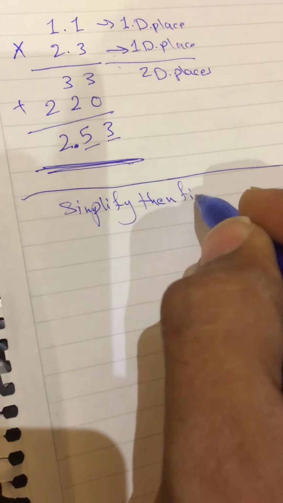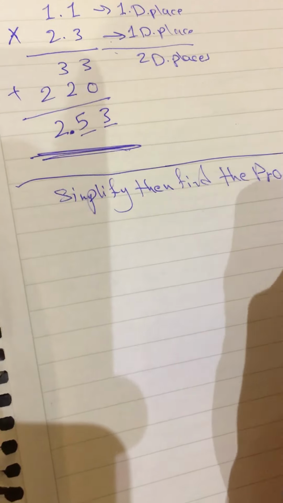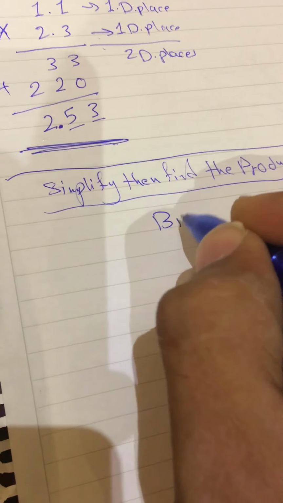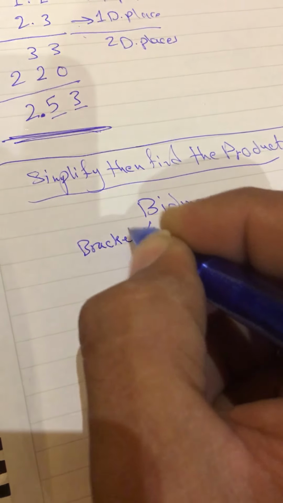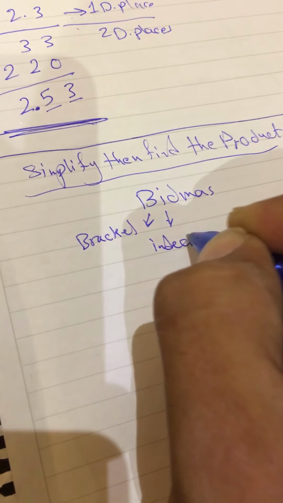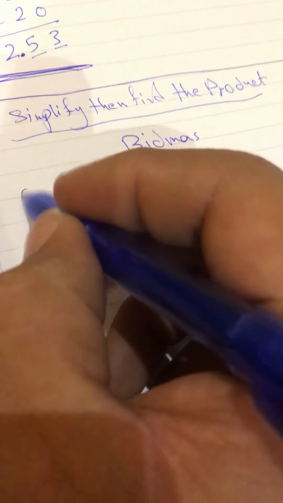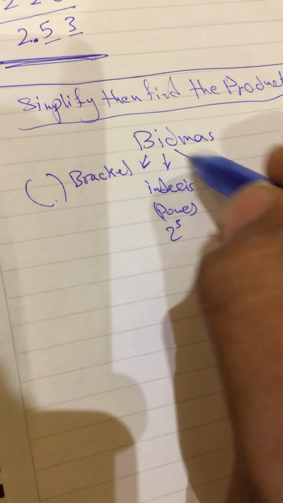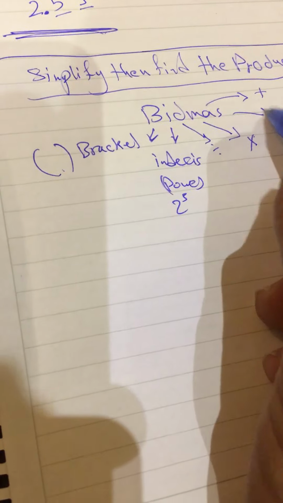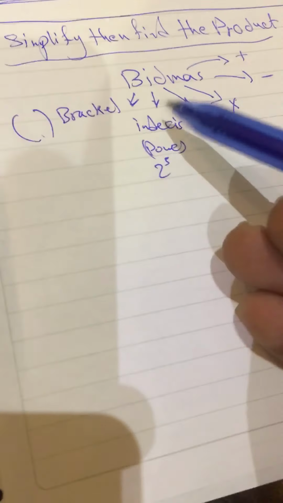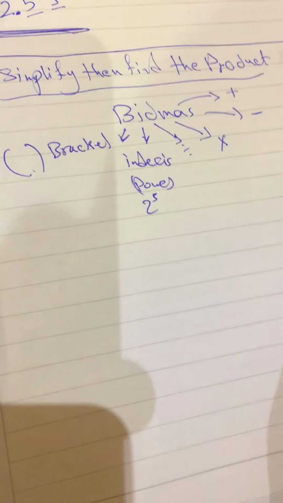Then find the product. We have to follow here BIDMAS again. B bracket, I indices or power, like 2 to the power of 3, D division, M multiplication, A addition, S subtraction. When we see bracket we have to do it first, then division or multiplication, addition or subtraction.